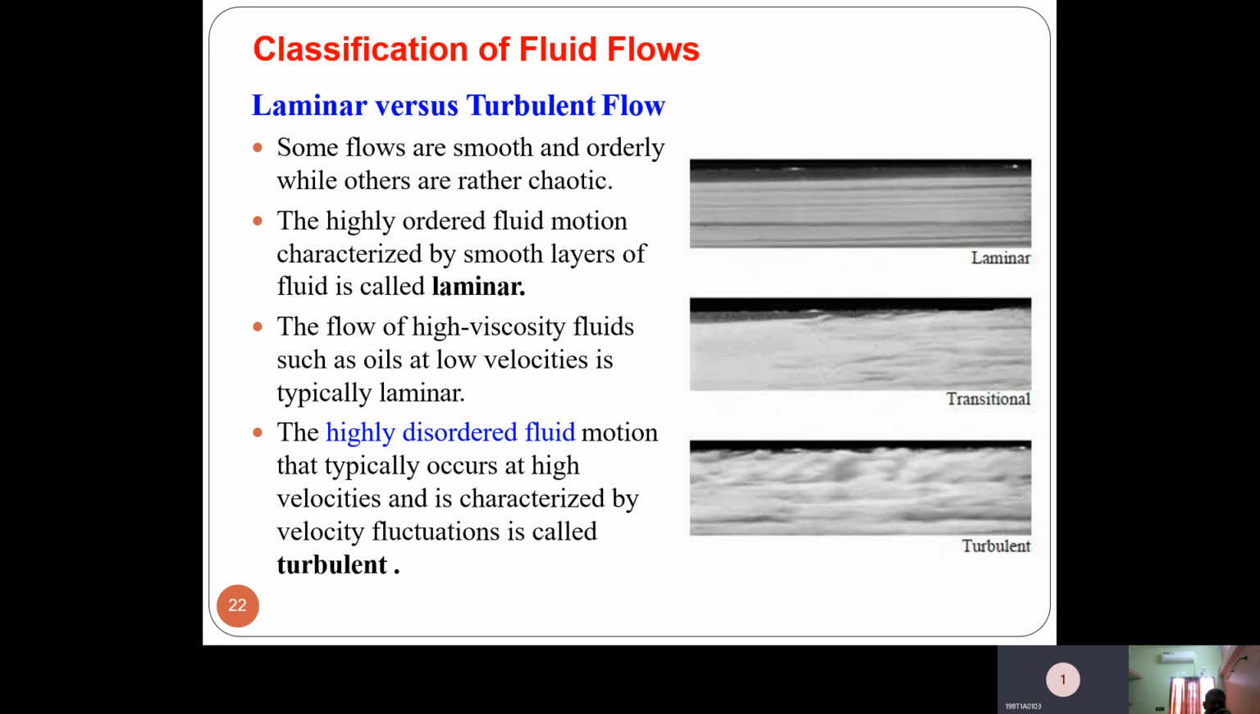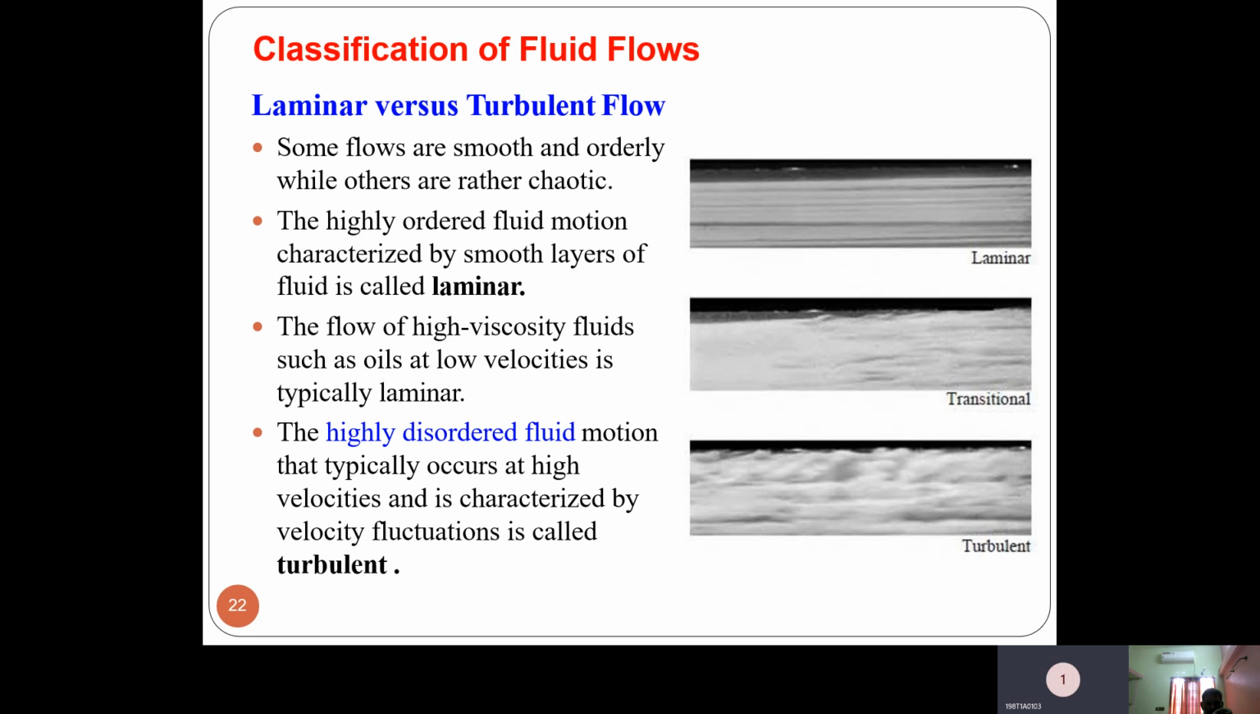Some flows are smooth and orderly, while others are chaotic. The highly ordered fluid motion is characterized by smooth layers of fluid flow. Understand? It's called laminar. Laminar flow is a flow which has highly ordered fluid motion and smooth layers of fluid. Then that is called a laminar flow. This is an ideally characterized fluid motion, smooth layers of fluid flowing.